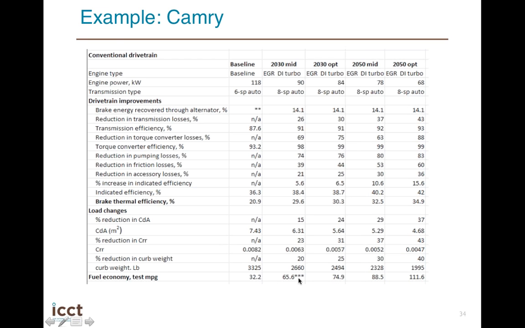And for 2030 mid-range case, the fuel economy approximately doubles from the baseline. 2050 mid-range, you get another 30% or so increase in it. The optimistic case is considerably higher yet. So these are some pretty shocking numbers, but they're all a result of consistently and carefully incorporating all of the different technology advances in all the different areas.